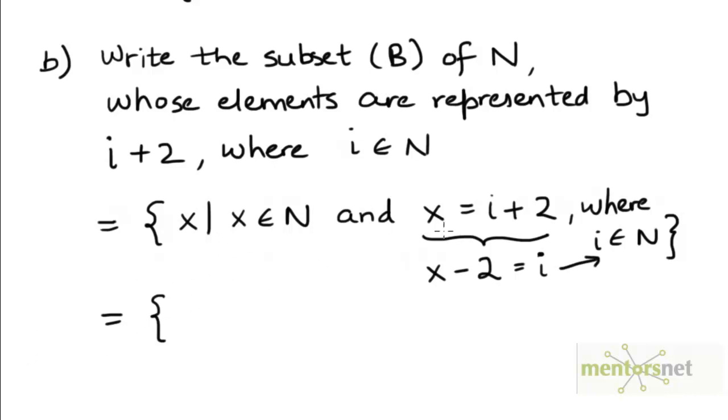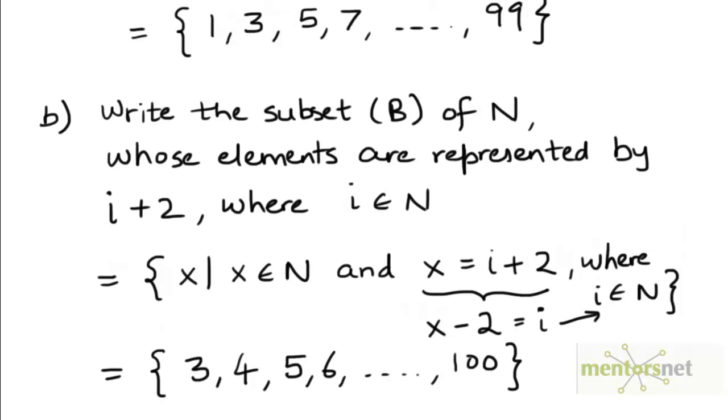What about 3? 3 can be written as i + 2, where i belongs to n, because if we subtract 2 from 3, we get 1, and 1 belongs to n. So for that reason, 3 would be an element of B. Similarly, 4 would be an element of B, because 4 minus 2 is 2, and 2 does belong to n, so 4 belongs to B. Likewise, 5, 6, and all the numbers up to 100 would be elements of B. The number 100 can be written as i + 2, where i is 98, and 98 does belong to n, so 100 will belong to B.